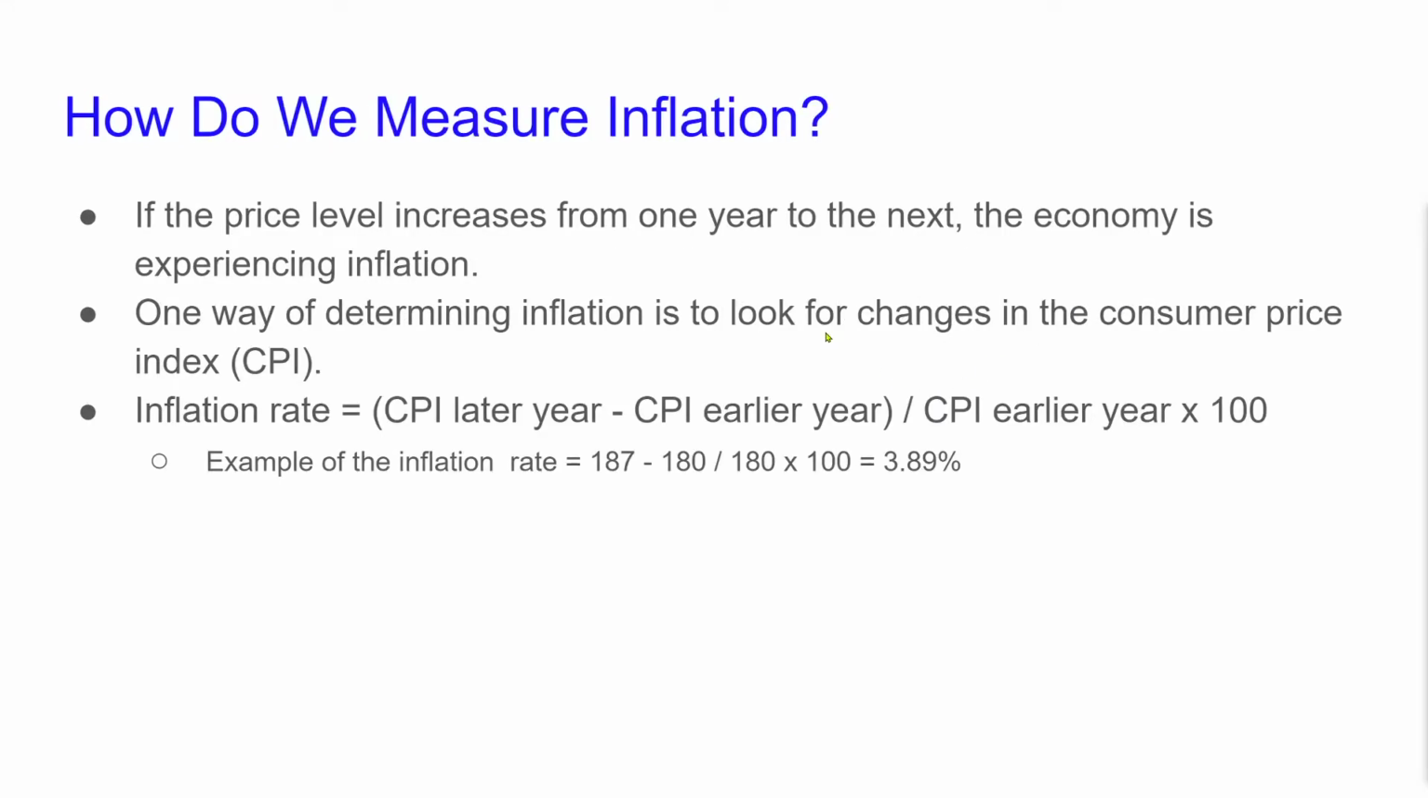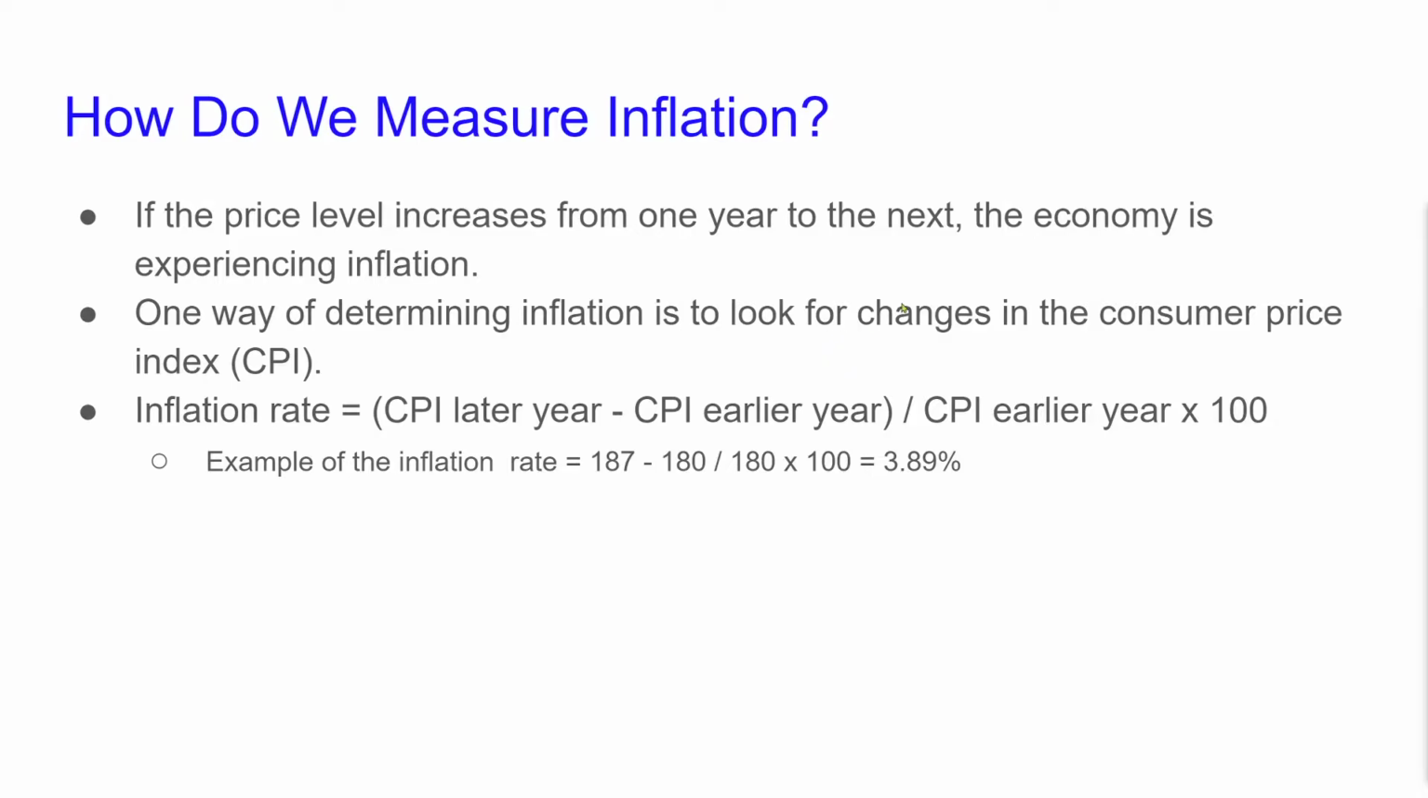So how do we measure inflation? If the price level increases from one year to the next, the economy is experiencing what's called inflation. And I just want to interrupt myself here and say that the Federal Reserve allows for inflation to increase on a year-by-year basis by 2%. If it's greater than 2%, the Federal Reserve will step in. If it's under 2%, they'll do nothing.